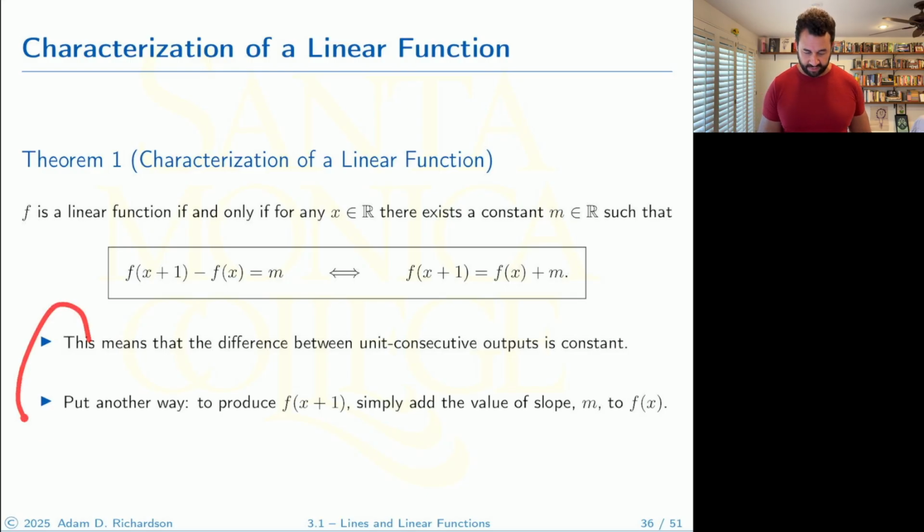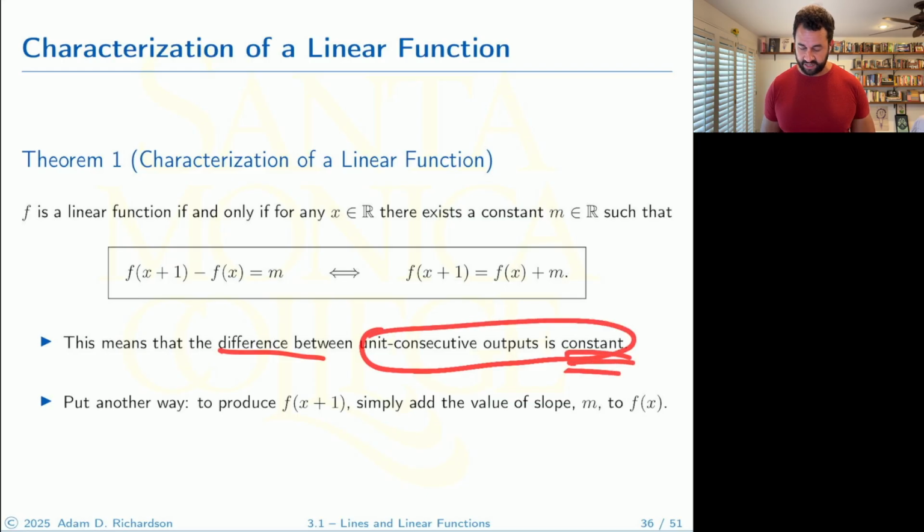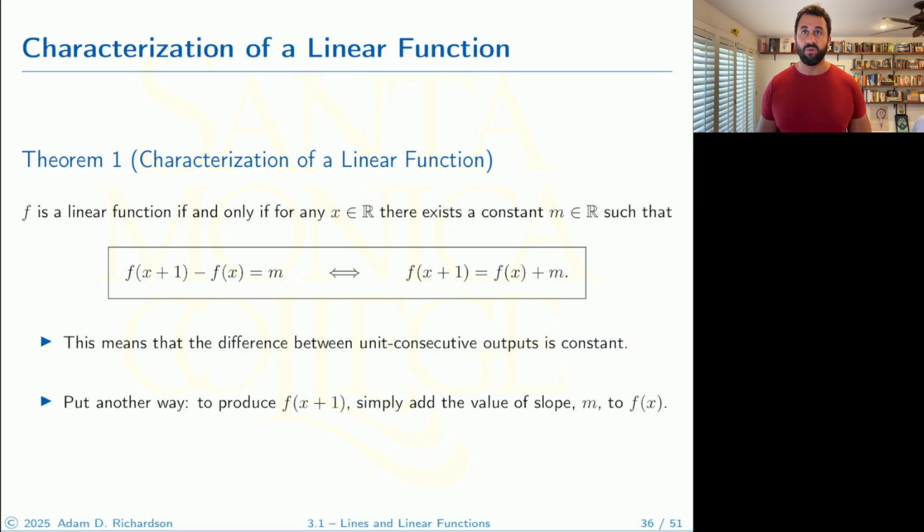So what does this mean? It means these 2 points right here. The difference between unit consecutive outputs is constant. So if you want to keep moving one step in the x direction, you're going to keep moving m steps in the y direction. Put another way, if you want to produce f of x plus 1, you just take f of x and add m to it. And you can do that repeatedly, okay?